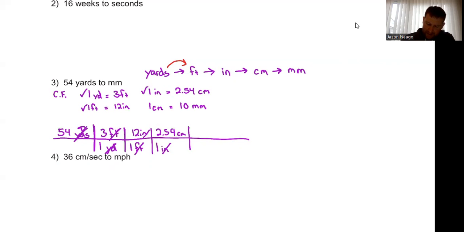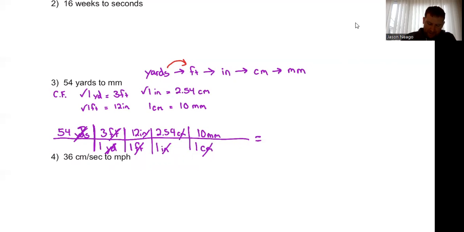And last but not least, I have 1 centimeter and 10 millimeters. So 1 centimeter goes on the bottom, 10 millimeters goes on top. So when I solve this, it's like multiplying fractions together. Normally, if this was a bunch of fractions, I would multiply all the numerators, then multiply all the denominators, and then divide the product of the numerators by the product of the denominators. There's an easier way.